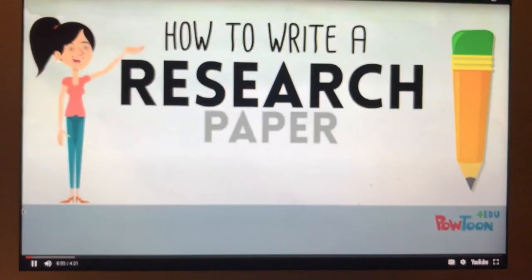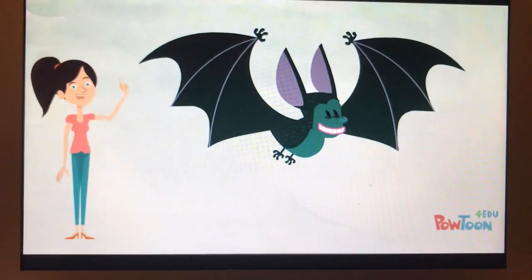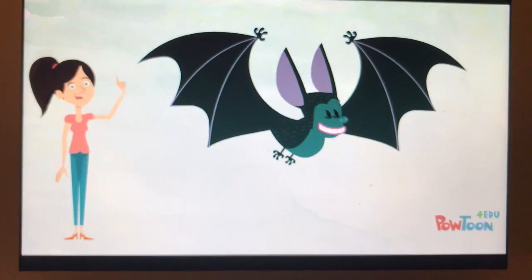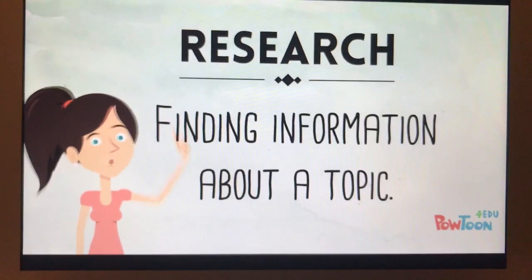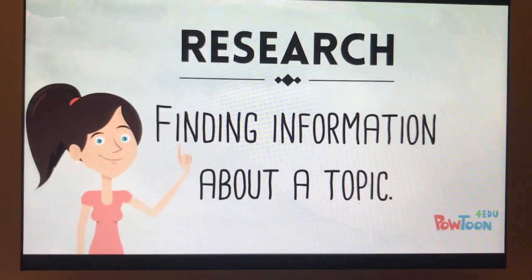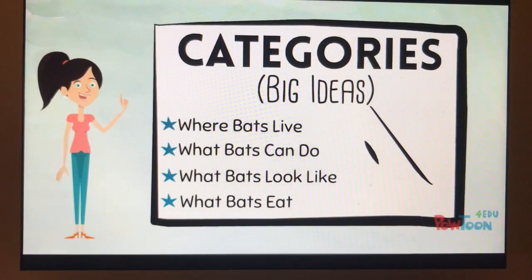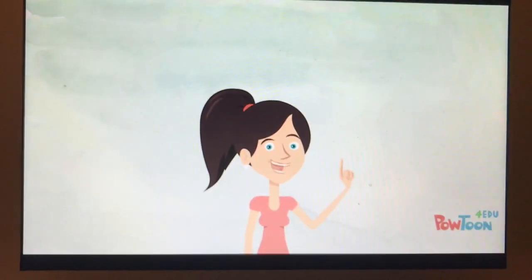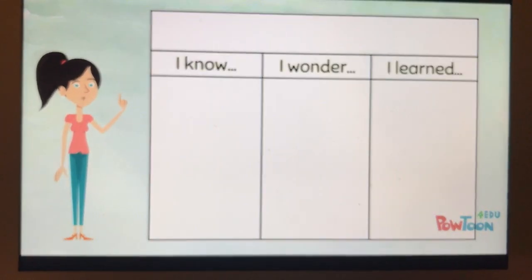How to write a research paper for kids. Episode 3, Researching. I'm writing a research paper about bats. I've already made a plan for my writing, so now I'm ready to do some research. Research means finding information about a topic. Let me look back at my plan. Here are the categories or big ideas I decided to include in my research paper. I wrote down the information that I already knew and some questions that I'm wondering. When I find new information, I'll add some notes to my graphic organizer.